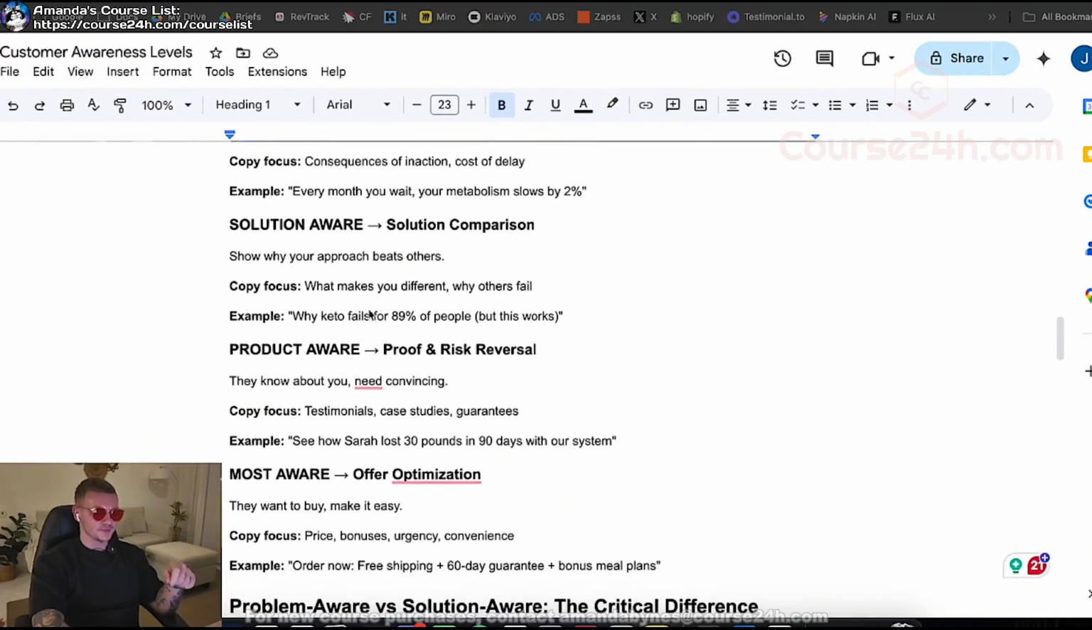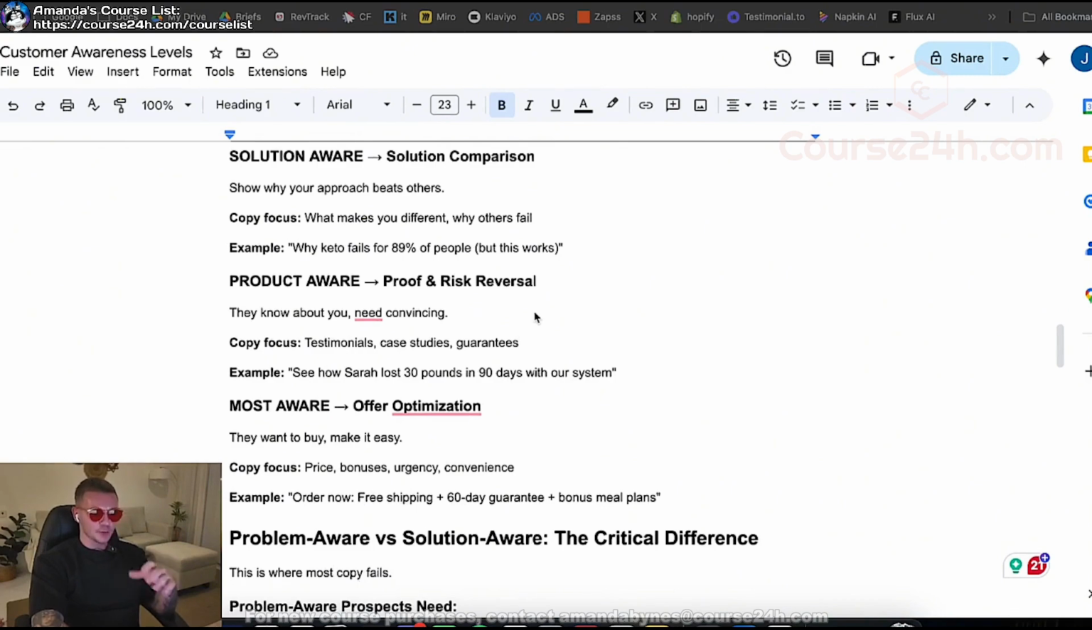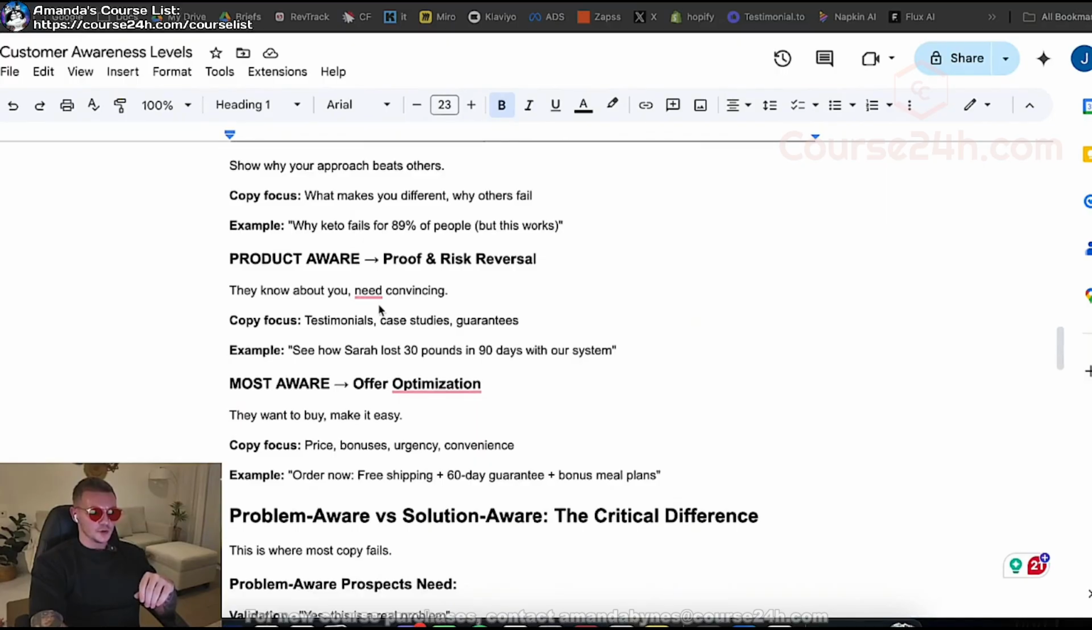Unique mechanism of the solution, yeah. Example, why keto fails for 89% of people, but this works, our product. Product aware, proof and risk reversal. They know about you and need convincing: customers, testimonials, case studies, guarantees. See how Sarah lost this in 90 days with our system.